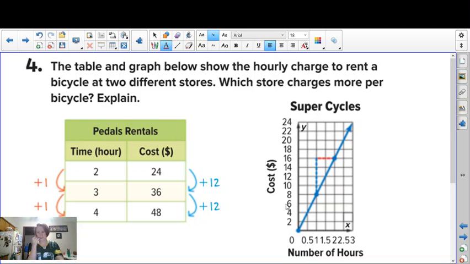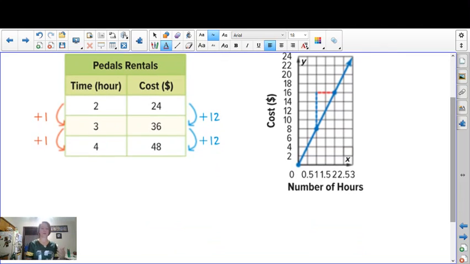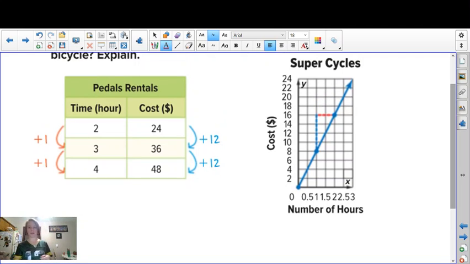All right, last one. The table and graph below, technically above, show the hourly charge to rent a bicycle at 2 different stores. What store charges more per bike? Explain. Pedal Rentals increases every hour, and the cost increases every $12. Super Cycles, again, it's kind of hard to read. We're going to work on reading this one together.